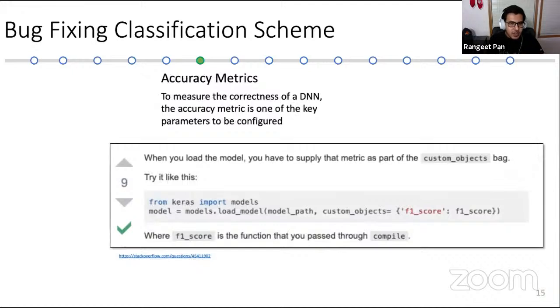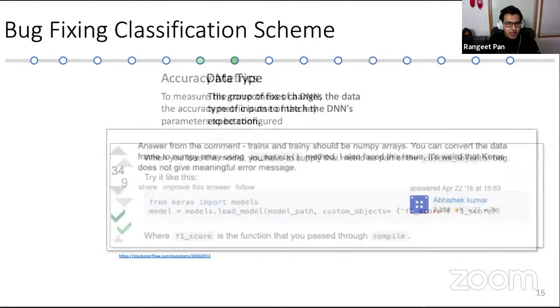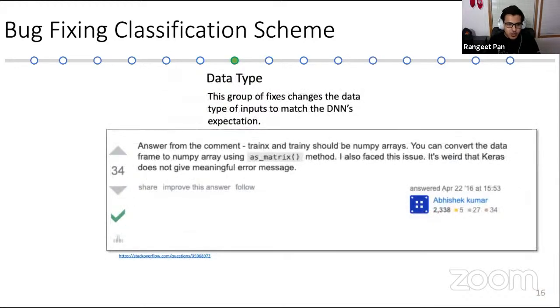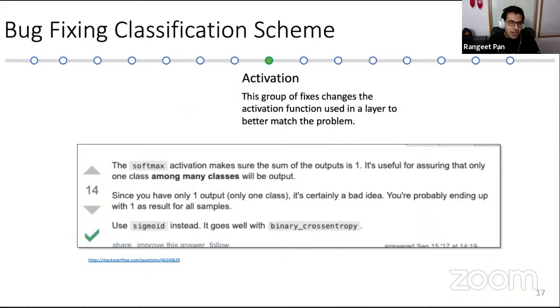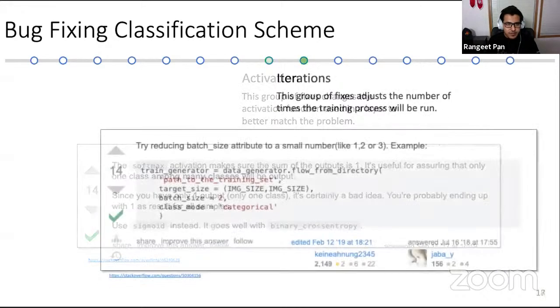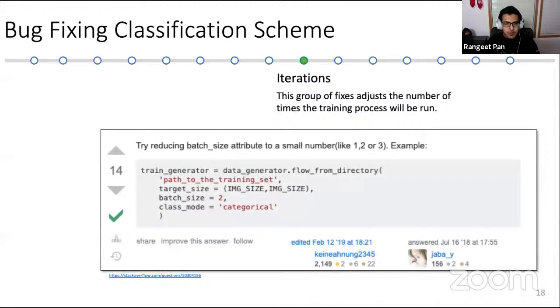Accuracy metric is being updated, which is one of the key parameters to be configured. And data type is similar to a software engineering problem, where the data type of the inputs does not match the deep neural network's expectation. Activation related function, when the activation function has to change in a layer for better performance. And iteration, when for a better training process, the number of times the training will run has to be updated.